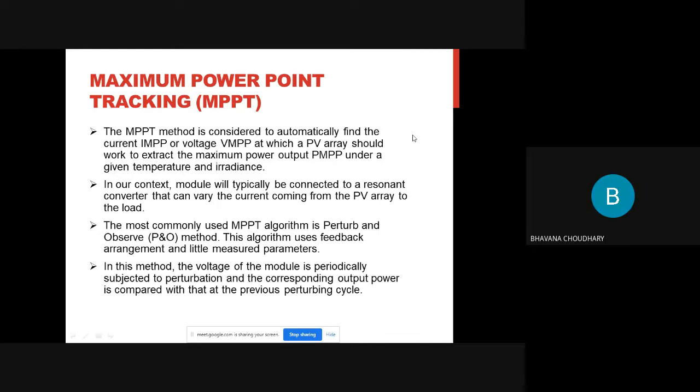If the change in voltage increases the power output, the next perturbation will be in the same direction, and if it decreases the power output, the next perturbation will be in the opposite direction. By doing so, the MPPT will oscillate around the maximum power point and hence will track the maximum power.